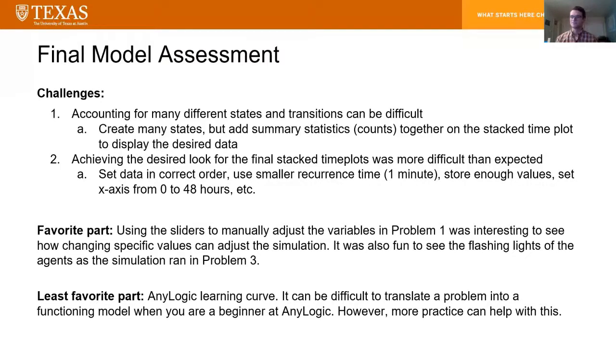And our least favorite part of this problem was how we encountered the AnyLogic learning curve, especially in problem 2 and 3. It can be kind of difficult to translate a written problem into some kind of functioning model or simulation within AnyLogic, especially when you are a beginner. And so that was something that we encountered, but we think that over time, as we get more practice, this feeling will go away.